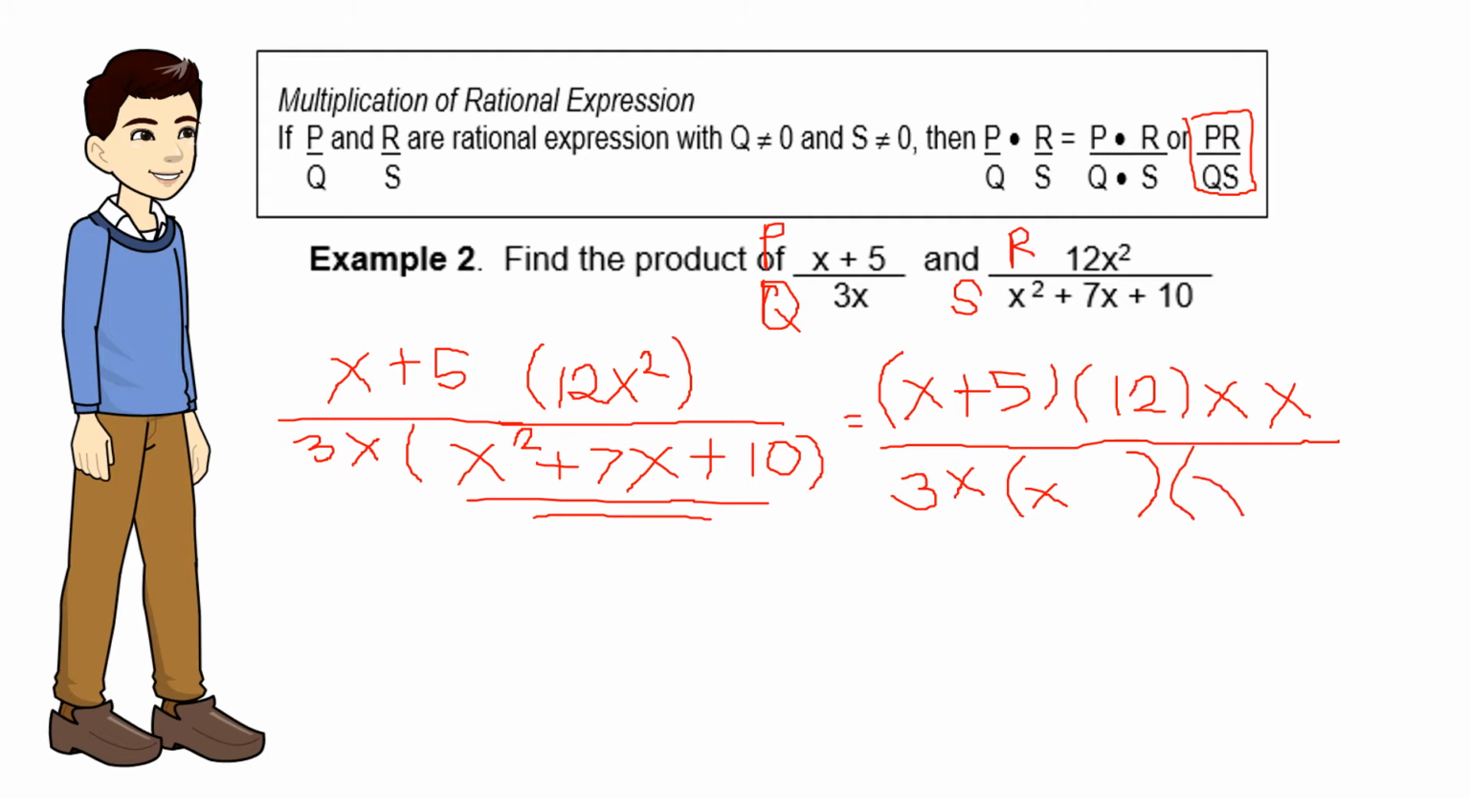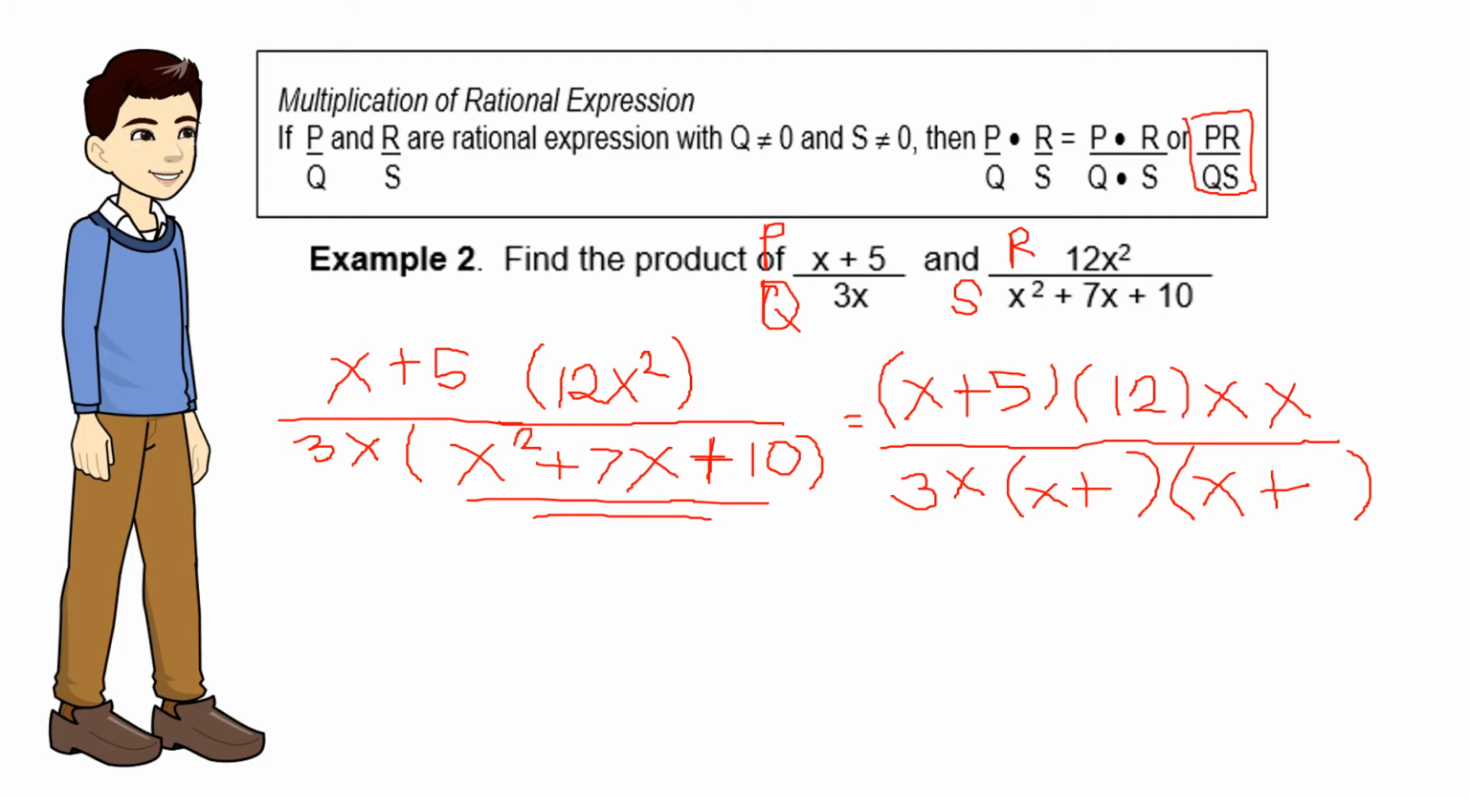Factor na x squared is x times x. So yung sign ng ating 10, positive 10, so same sign ang gamitin natin kasi positive. Then middle term 7, so additional operation natin. So factor ng 10 na ang magiging middle term ay 7, so that is 10 times 1. Pag ini-add natin ang 10 times 1, that is 11. 10 and 1 is 11, so hindi siya 7. So hindi yung 10 times 1 ang factor.